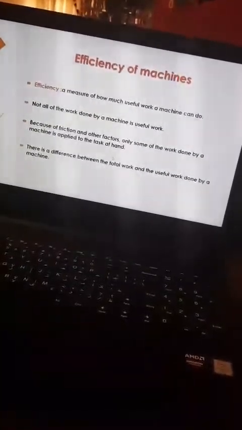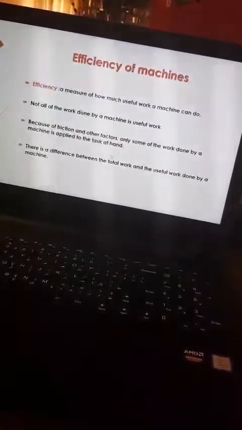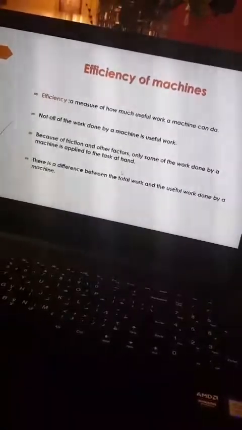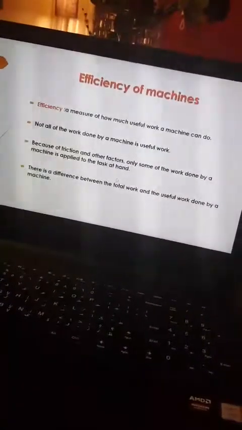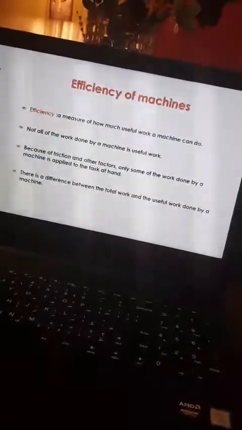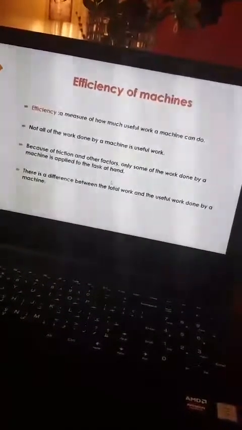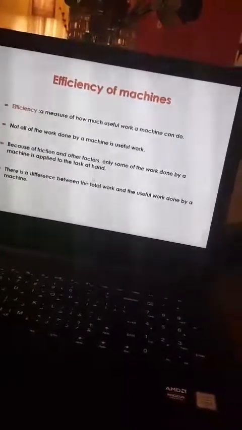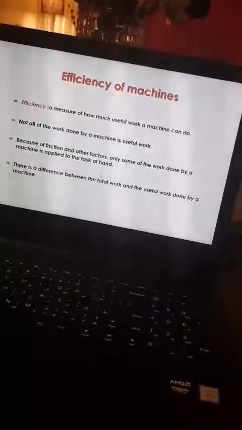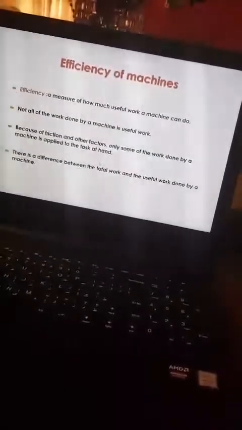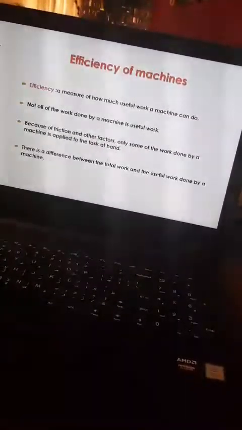Now in lesson 1 and lesson 2 of this chapter, we talked about machines and we said that machines are devices or instruments that make work easier. They help us by making work easier. So they don't change the amount of work we put into them, but they make work easier by changing force or changing distance or direction of force and so on. Okay? Now in this lesson, we want to talk about the efficiency of machines.